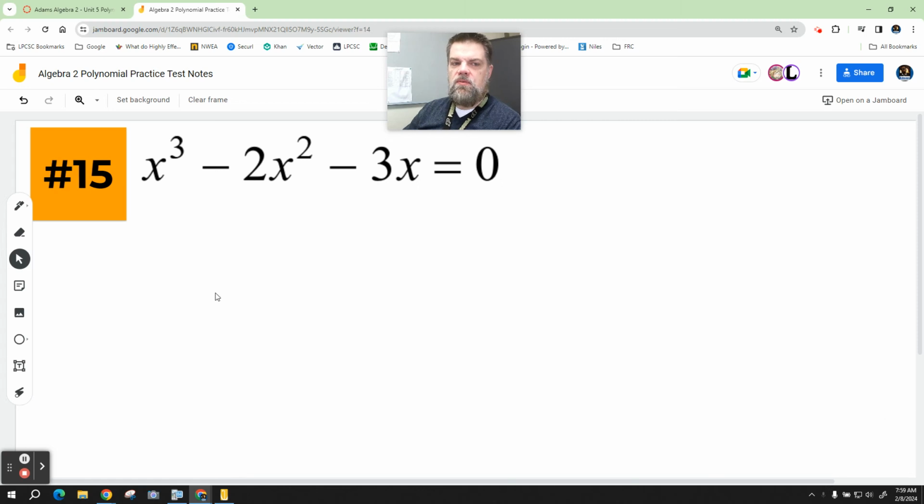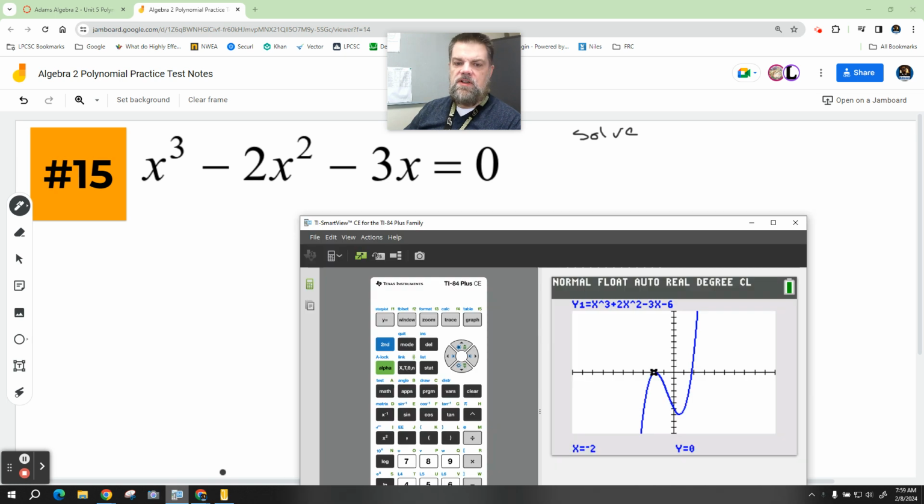All right, so for this, we're being asked to solve, right? So this is very similar to solving quadratics. On the last problem we did the factoring first, and then we did synthetic division. So on this one, we're going to do synthetic division. Remember, the zeros occur at the x-intercept. So the first thing we want to do is pull up our handy dandy calculator.